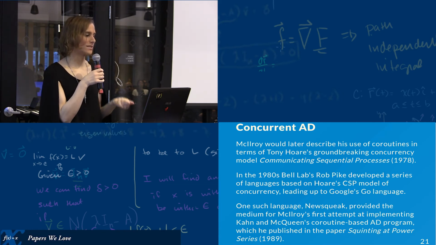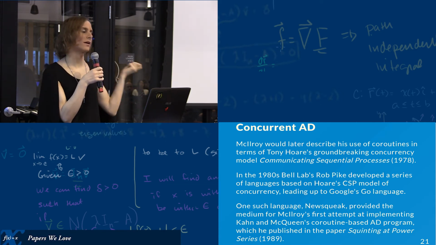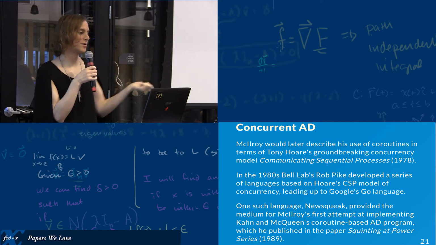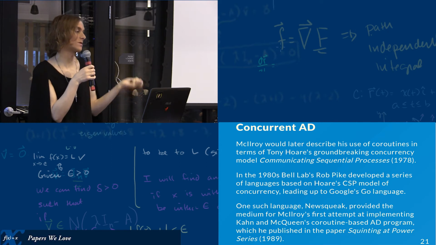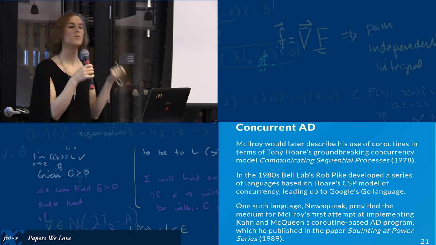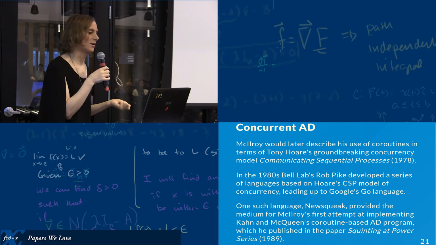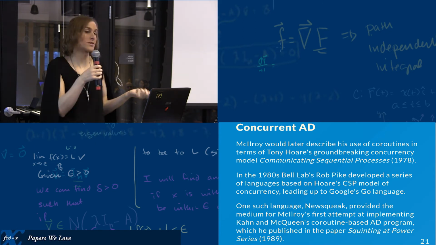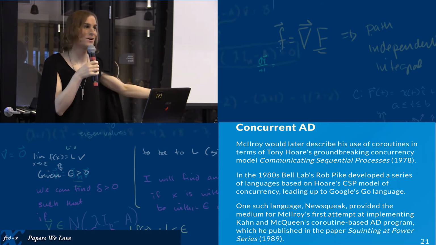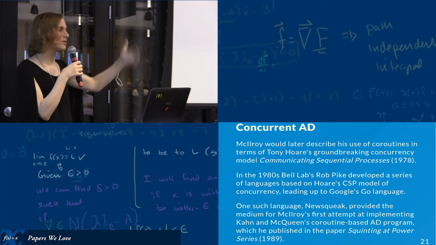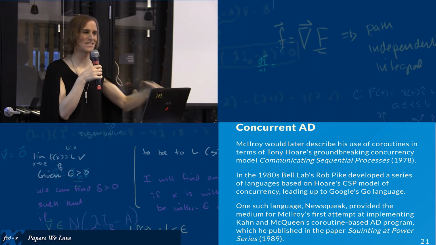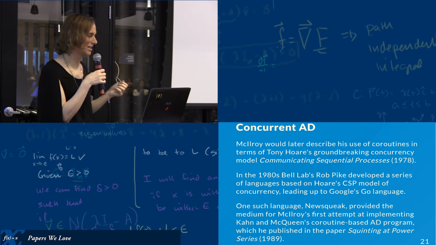And so it's no surprise that he would later describe his work in terms of Tony Hoare's concurrency model, Communicating Sequential Processes, which wasn't published until 1978 and later in book form in 1985. Most of the work at Bell Labs in the 80s was devoted towards concurrency. Rob Pike, who is now at Google and invented Go, right? Had numerous CSP languages that are predecessors to Go, and then of course Plan 9, the operating system that's meant for distributed computation.